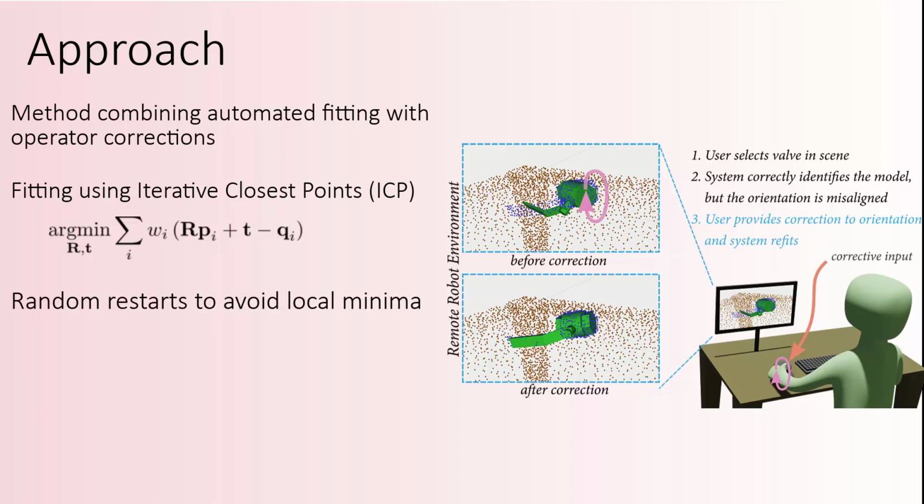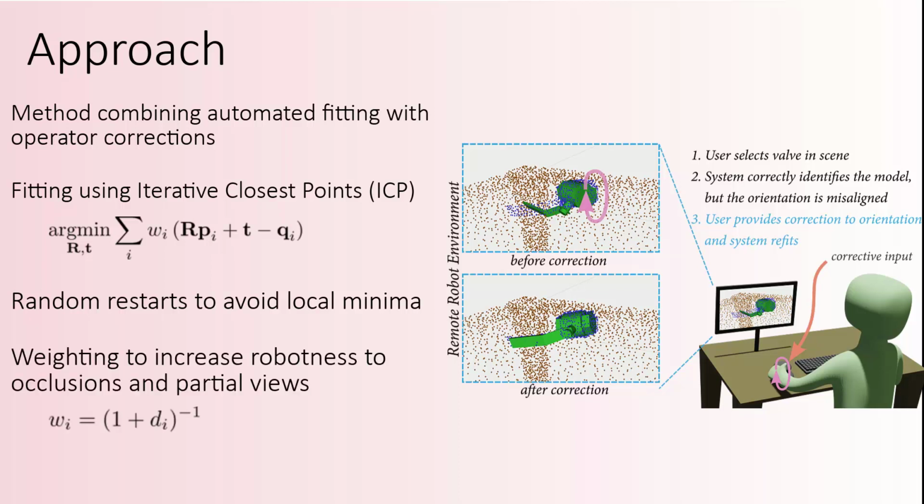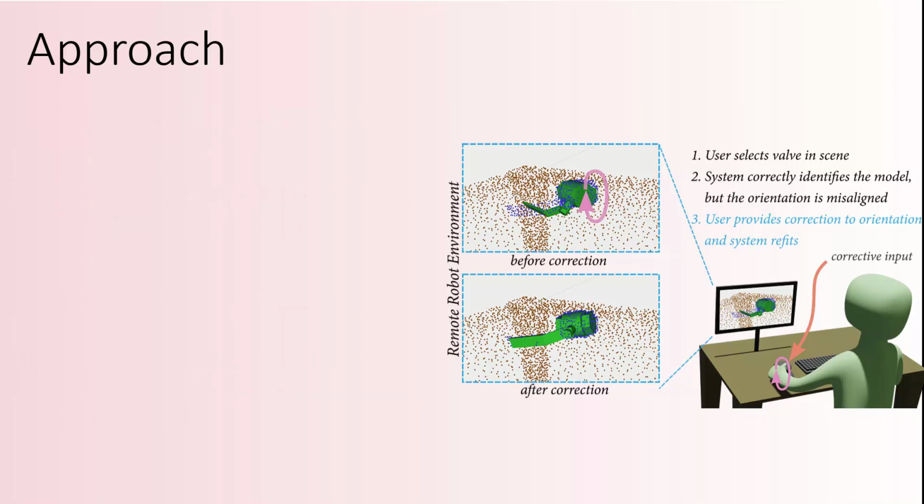To decrease the likelihood that the algorithm converges to local minima, we employ a random restarts process when fitting each model. To increase robustness to occlusions and partial views of models that are expected when using a point cloud taken from a single view, we also weigh the samples in ICP based on the distance between corresponding points in the model and scene sets.